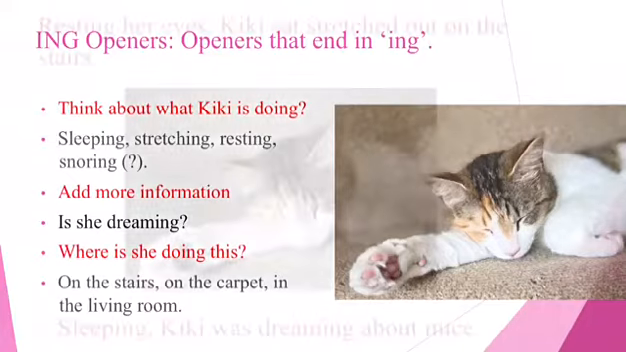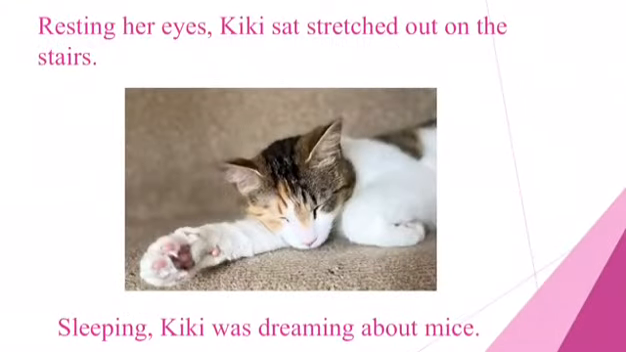So how did you do with that? Because I've come up with a couple myself. So resting her eyes, Kiki sat stretched out on the stairs, and also sleeping, Kiki was dreaming about mice. So all those little things we built together beforehand have come in handy to help us construct an ing sentence opener. Now it's important to note you can just put one word as your opener, like I have with sleeping, but if you want to put a little phrase at the beginning, like I have with resting her eyes, that's absolutely fine as well.